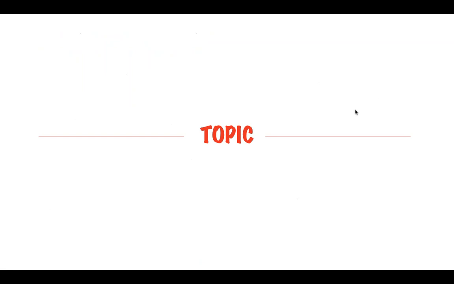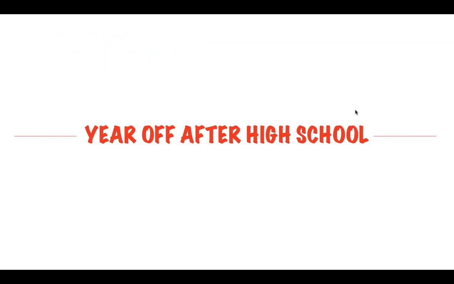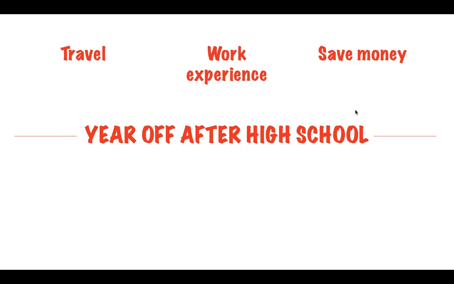What's the topic? First thing you do, write: year off after high school, or gap year. That's the topic. And you write your 4 arguments. For example, year off after high school, I'm for that because it's good for travel. I'm for that because it's good for work experience. I'm for having a year off after high school because you can save money. Okay, so I've just written 1 or 2 words for my 4 arguments.